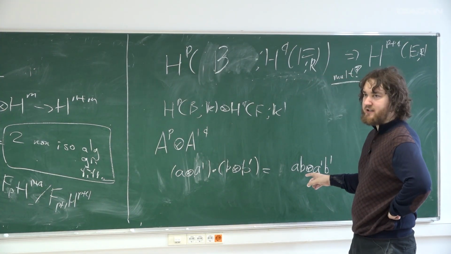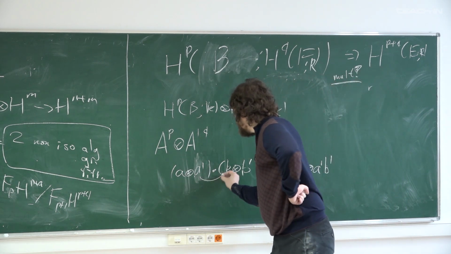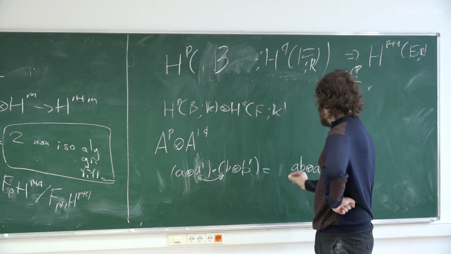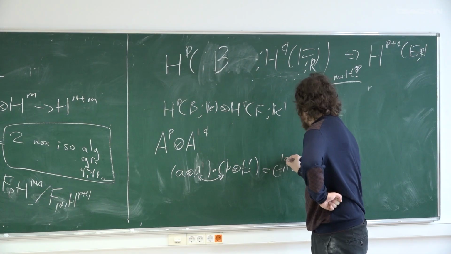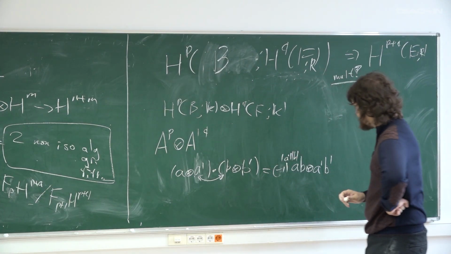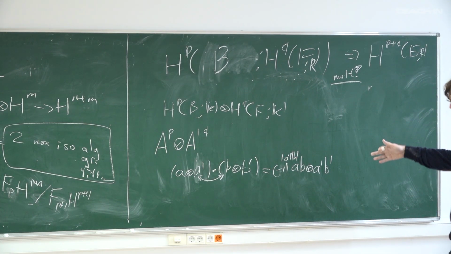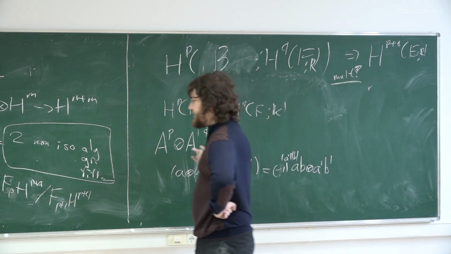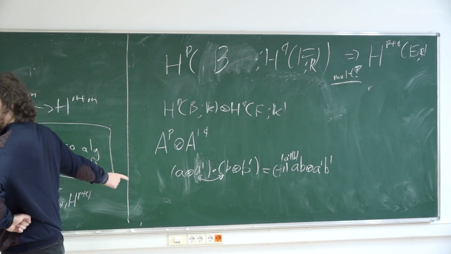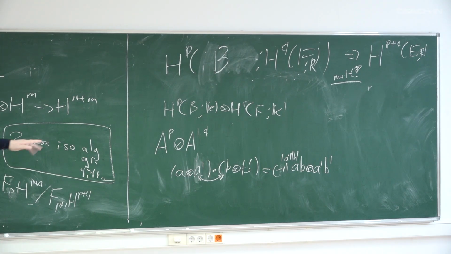No, it's also a sign here. Yes, it's a minus sign. This interchange, yes. And then you obtain a bigraded algebra structure, and if they are skew commutative, then this will be skew commutative. It's because of this sign that it's important.